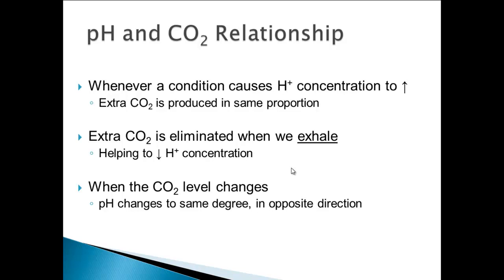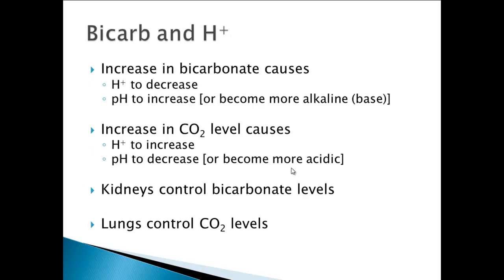So obviously there's a relationship between the pH and the carbon dioxide, because when a condition will cause the hydrogen ion concentration to increase and the pH goes down, there's also extra carbon dioxide. So extra carbon dioxide can be eliminated when we exhale. That will decrease the hydrogen ion concentration. But the net takeaway from this is that when there is a change in the CO2, the pH will change in the inverse or opposite direction. So carbon dioxide, hydrogen, and pH have inverse relationships. Okay?